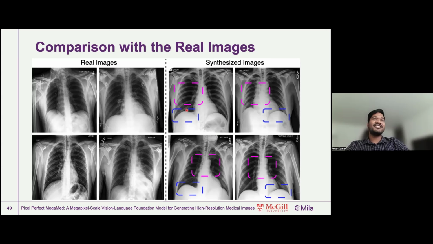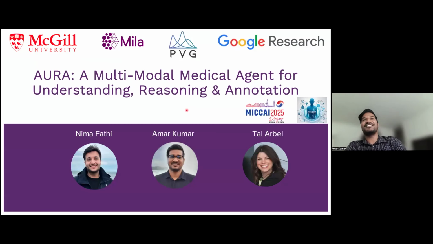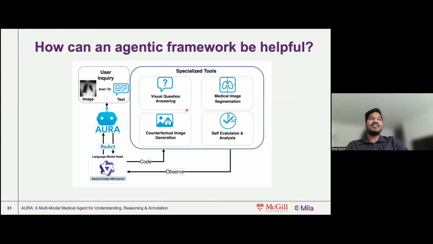And finally, I'll talk about the last work that is also accepted at a different workshop, which is for agentic AI. And we put forward a paper called Aura, a multimodal medical agent for understanding, reasoning, and annotation. This was mostly done by my colleague Nima. And what we showed here is that all these tasks that we were performing so far were one component of medical analysis that could actually be deployed in clinic.